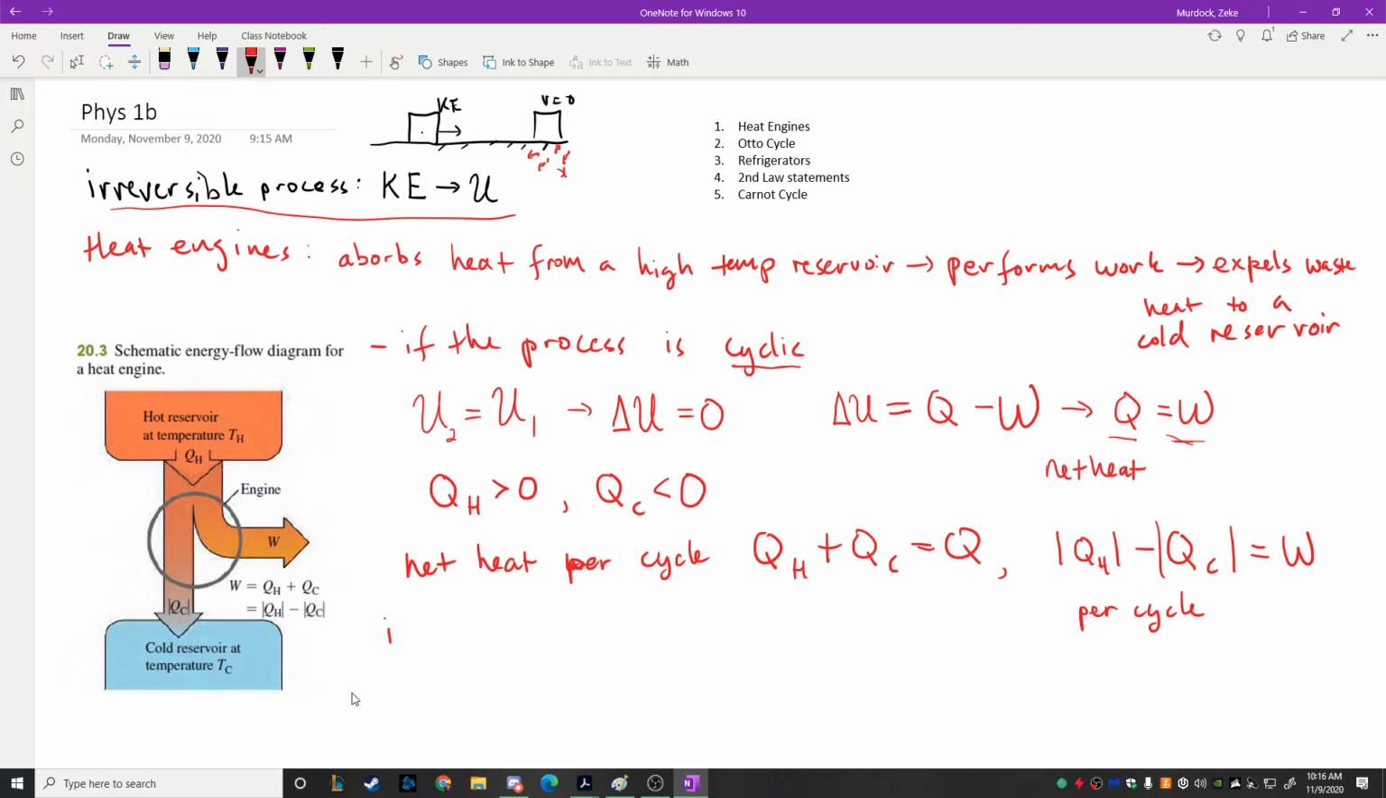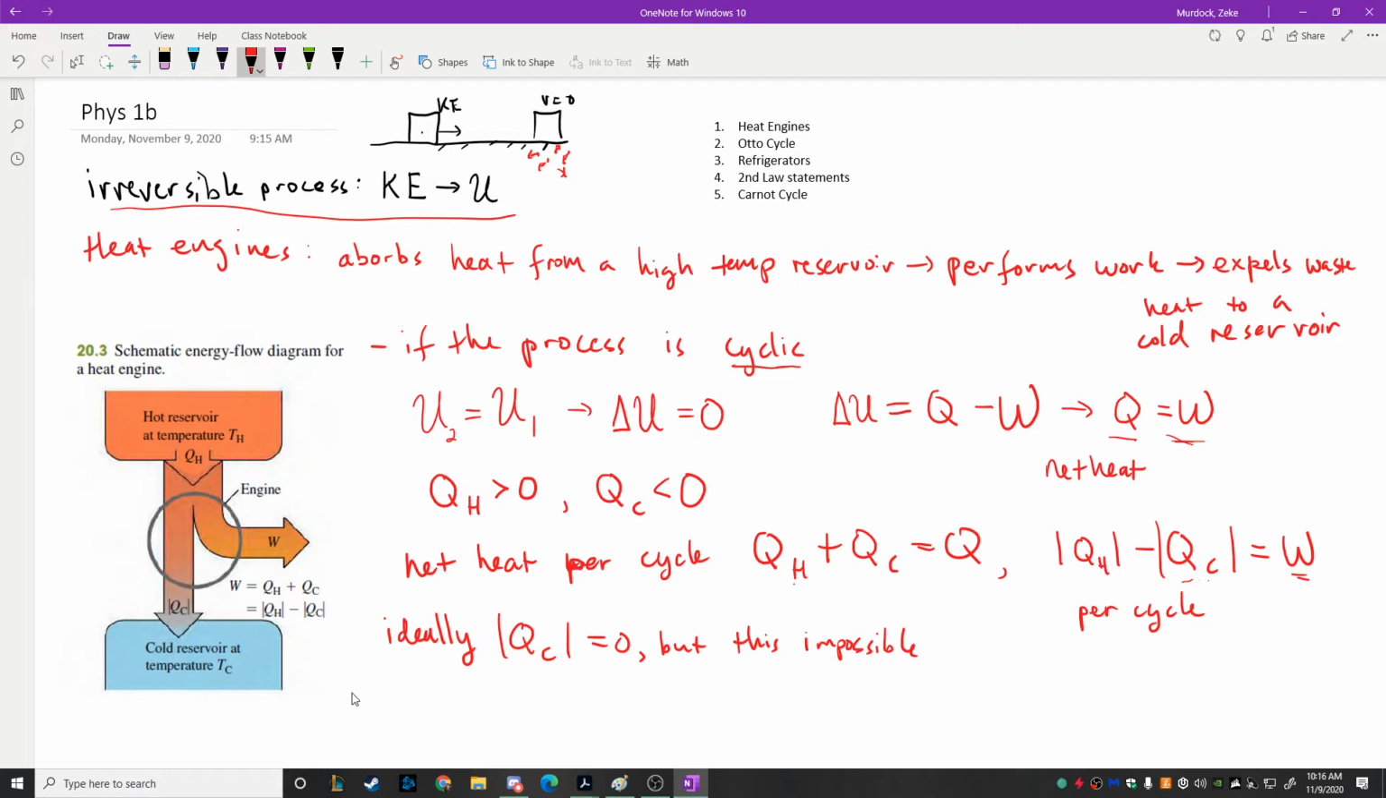So ideally, if you wanted to get the most work out of your engine, what could you say about these two terms right here? Obviously, you want the biggest difference you can possibly have, right? But what should QC be equal to if you want to get the maximum work out of your system, if this was an ideal engine? It'd be like 0. Yeah, so ideally, exactly, QC would be equal to 0. But this is impossible in practice.